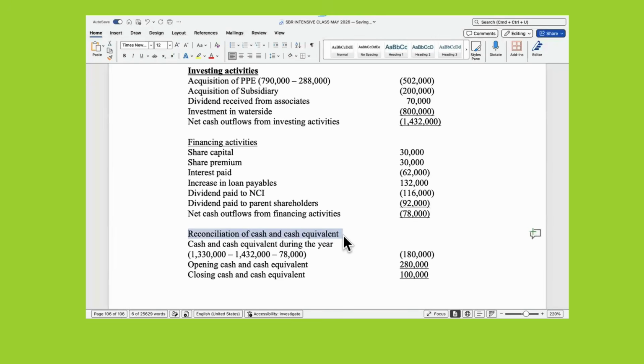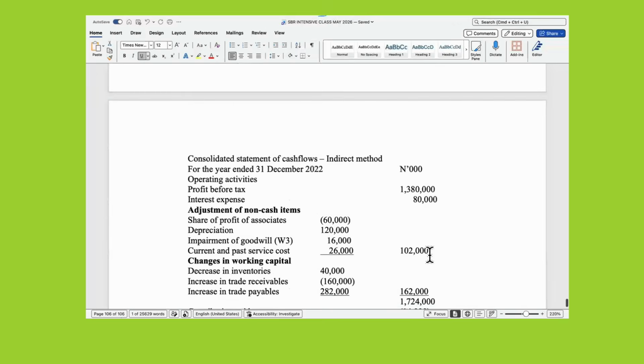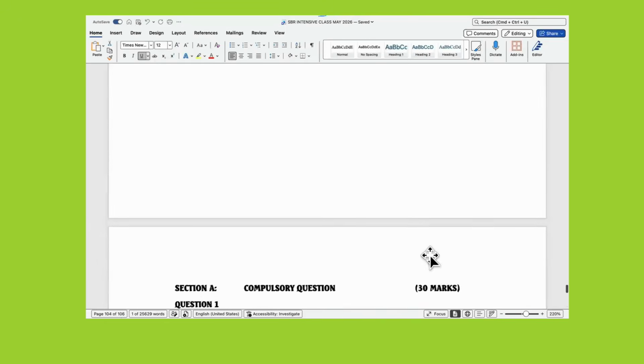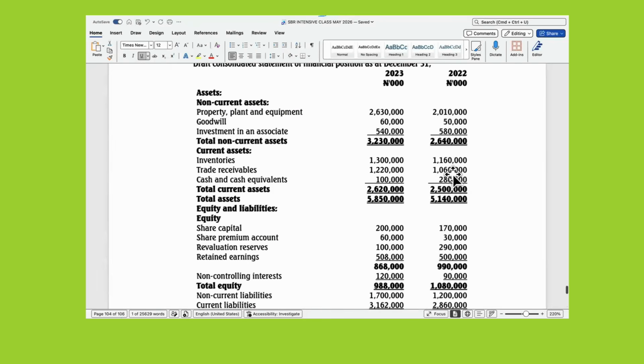Then reconciliation of cash and cash equivalents. So the opening cash and cash equivalents, this cash and cash equivalent during the year, this is the balance for operating, investing, and financing. So it gives us 180. Then the opening cash and cash equivalent from the balance sheet, statement of financial position was 280, and the closing is 100, which is confirmed from the statement of financial position, the cash and cash equivalents. The opening was 280, the closing is 100.